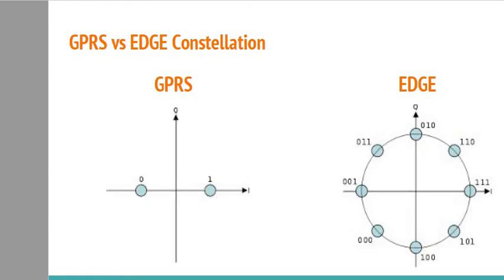So for making the differentiation, I made a diagram comparing the GPRS and the EDGE technology. In GPRS, I am able to transfer only 1 bit per symbol, so only 0 and 1 can be transmitted. But in EDGE, there are 8 possibilities of transmission.